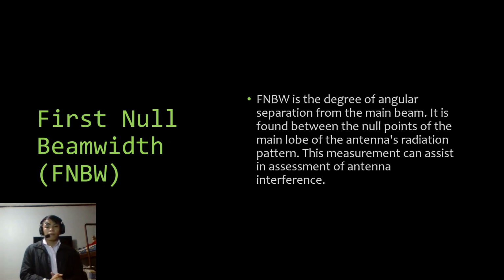So, first null beam width, or FNBW. It is a degree of angular separation from the main beam. It is found between the null points of the main lobe of the antenna's radiation pattern. This measurement can assist in assessment of antenna interference.